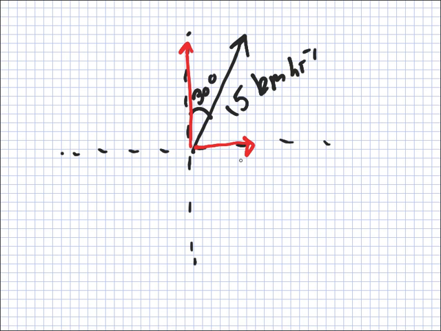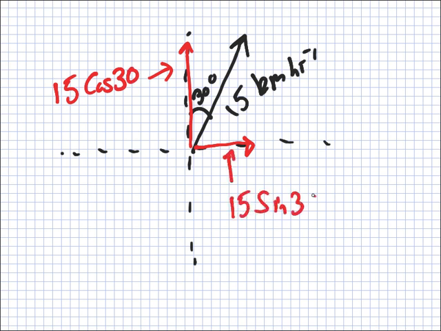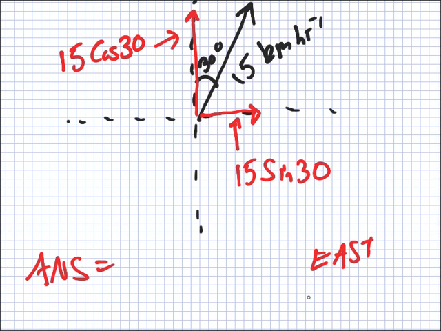So which one is cos and which one is sine? This side is cosine. Which one, north or east? North is cos. And what would this side equal? 15 cosine 30. And this one? 15 sine 30. So tell me what these two answers are.